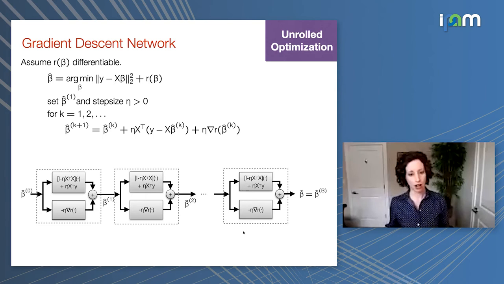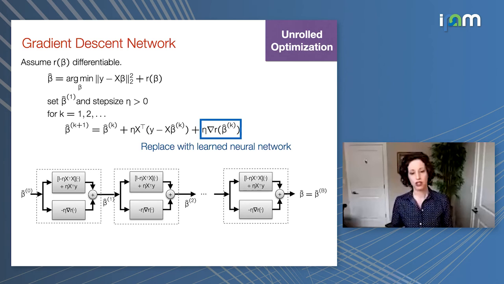So what unrolled optimization approaches do is they say, well, let's replace this gradient of a regularizer, which we don't know, with a learned neural network. And now we're going to think about this whole big block diagram as one system, and we're going to try to train the weights of the neural network to ensure that the output of this diagram, beta hat, is as close as possible to the original beta that we want to reconstruct.